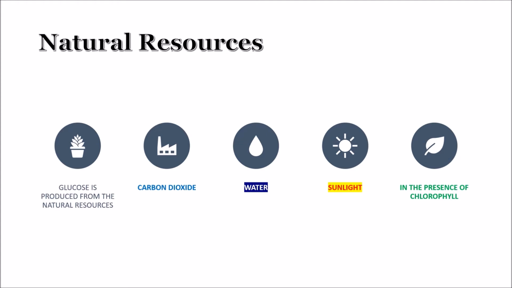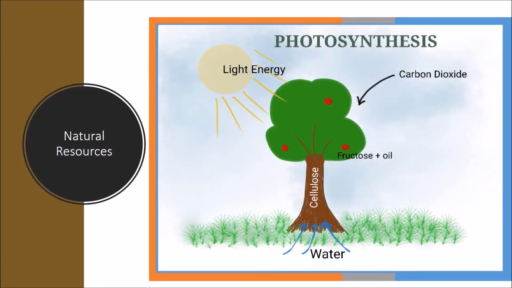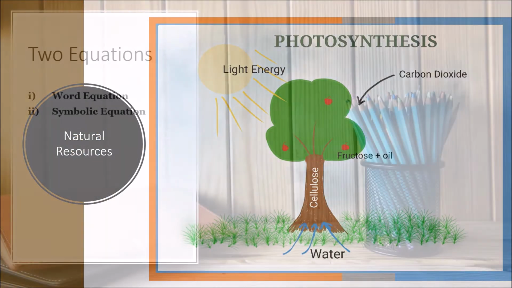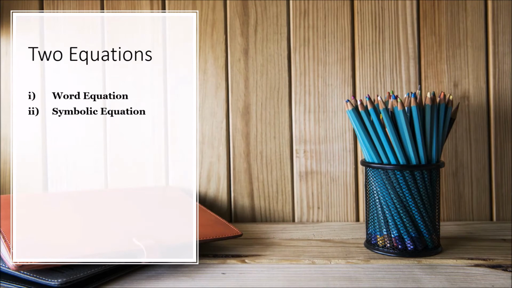Glucose is produced from the freely available natural resources such as carbon dioxide, water, and energy from the sunlight in the presence of chlorophyll. Chlorophyll is a green pigment that is present in green plants. We will see the reaction that occurs in photosynthesis.